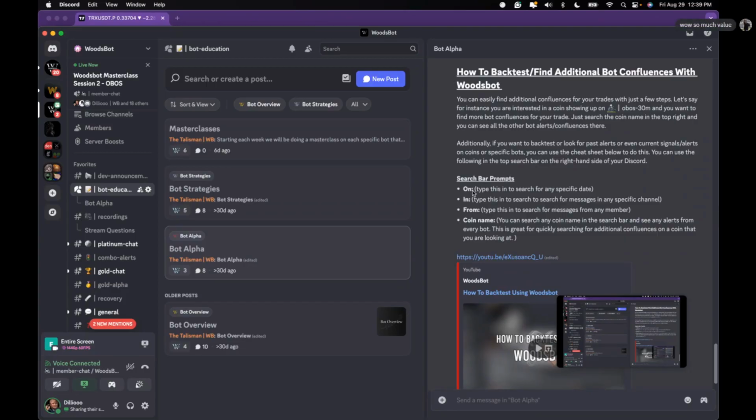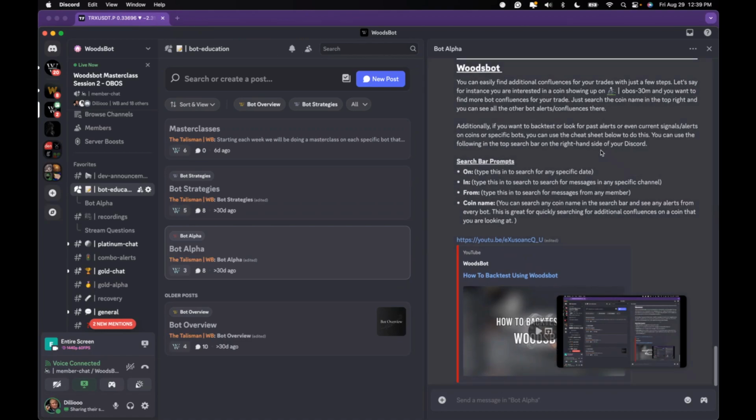There's really simple search functions where you can just look up the different specific bots themselves. You can look up coins within all of the different bots. There's very easy search functions that you guys can implement in the top right search to find and backtest all of this stuff I'm teaching you. And then the bot overview tells you each individual bot, what they do and how they operate.